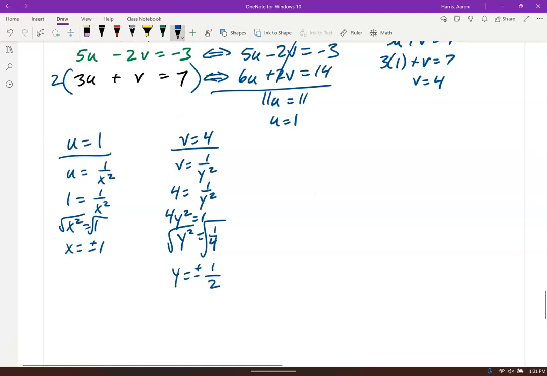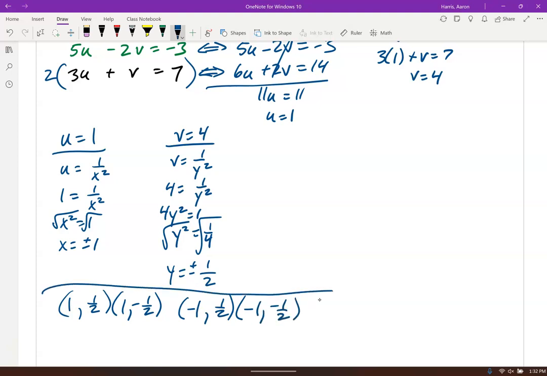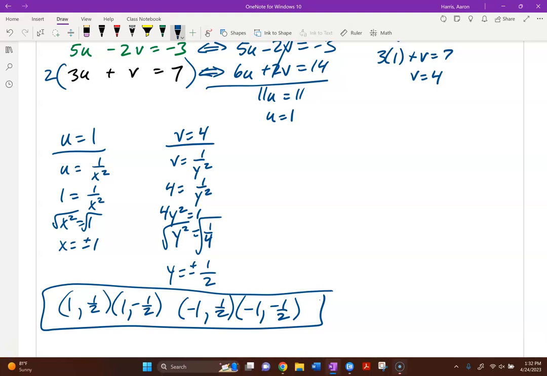And it's got to satisfy these originals. So I have when x is 1, y is plus or minus a half. When x is -1, y is plus or minus a half. And these will satisfy the original system. I'll show you with the graph here.